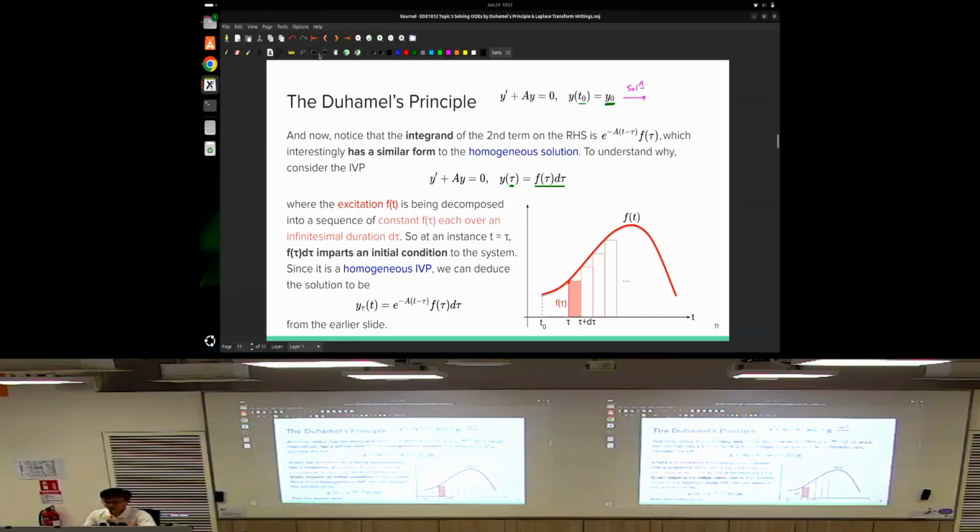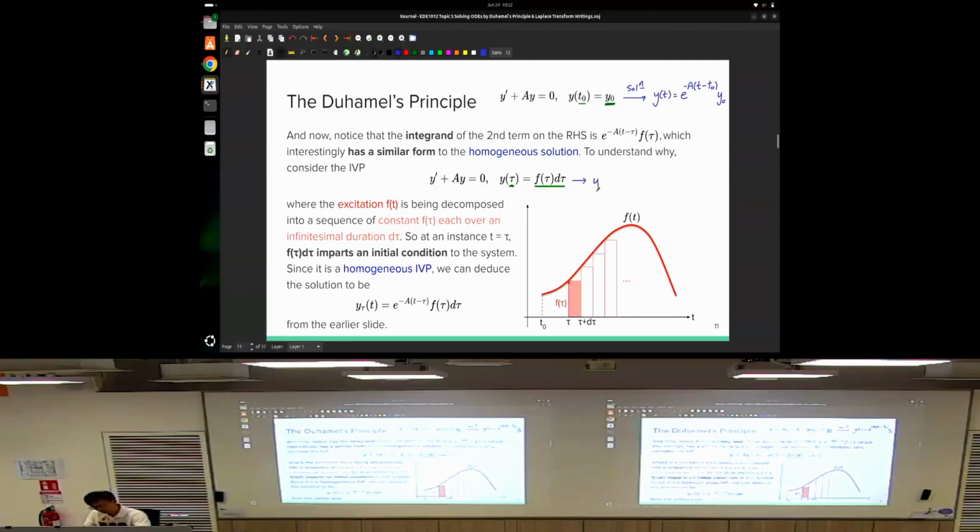Because when I solve this, what's the solution? The homogeneous solution, let's put it in blue because it is homogeneous, is y of t equals e to the minus a times t minus t naught times y naught. Okay? So now, after you change t naught to tau, what is the homogeneous solution for this initial condition?